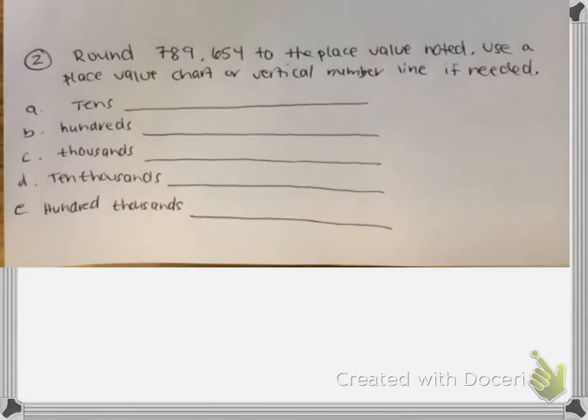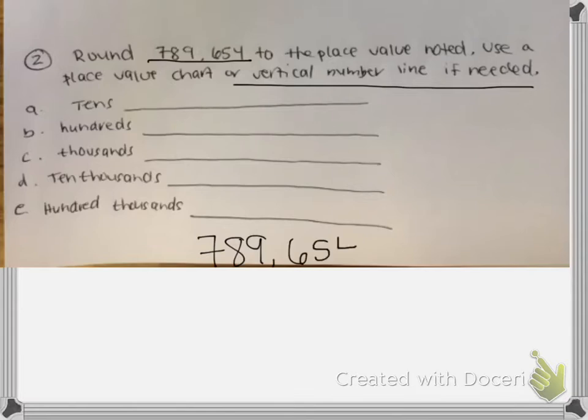All right, the next thing we're going to be working on today is rounding. And we're going to be working on rounding from the tens, the hundreds, the thousands, 10,000s, and 100,000s. I'm going to be using a vertical number line to help me solve for each. And we're working with one number here and rounding each place value to the tens all the way to 100,000s. Our number is 789,654. And so I'm going to be writing this number right here for us, so I can show you the place value and where I am going to be rounding.